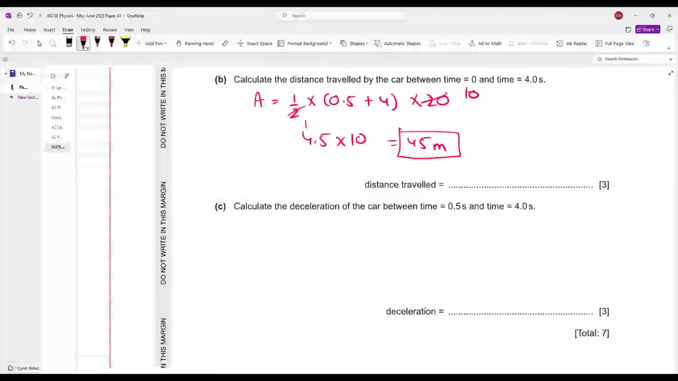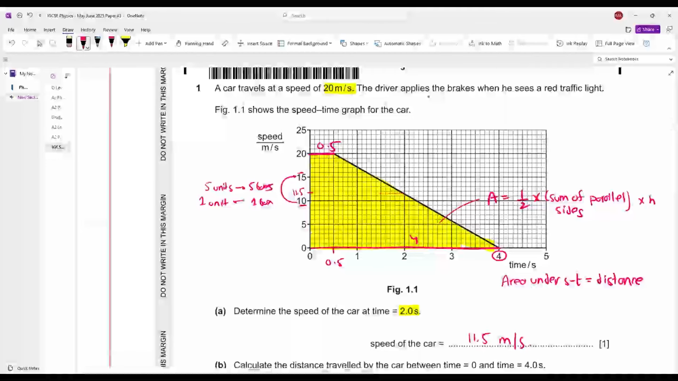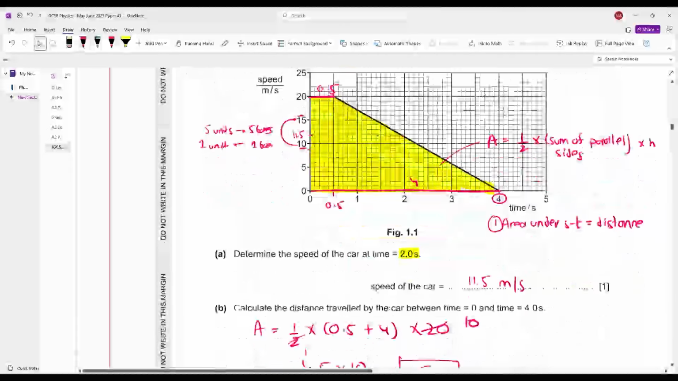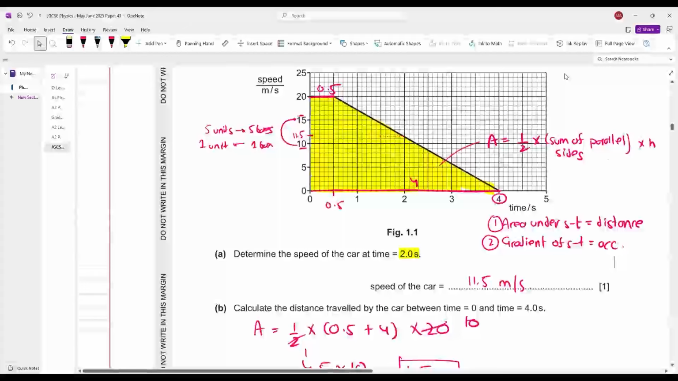Calculate the deceleration. Okay, you have to calculate the deceleration of the car between time t is equal to 0.5 seconds and time t is equal to 4 seconds. Whenever you have a speed time graph, the first key point that you must remember is this area under speed time graph is equal to distance. What is the second key point? Gradient of speed time graph क्या होता है? Gradient of a speed time graph is equal to your acceleration. So let's calculate the acceleration.